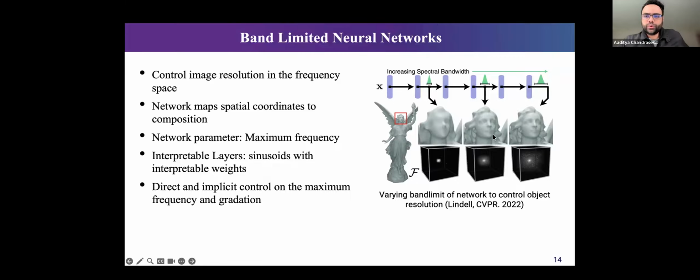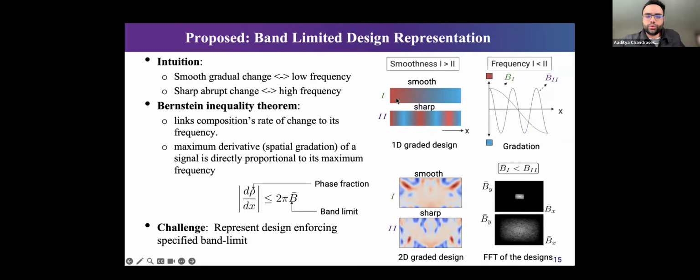For example, if you want to control the resolution of the design, you can go for a spectrally parameterized neural network, where by tuning the spectral allowance of this network, you can have a hard cutoff in the frequency spectrum of the things that you can represent. This is something that we found quite useful. The simple reason being that a smooth versus a sharply graded design, looking at it in the frequency spectrum, corresponds to having a lower frequency versus a higher frequency design.